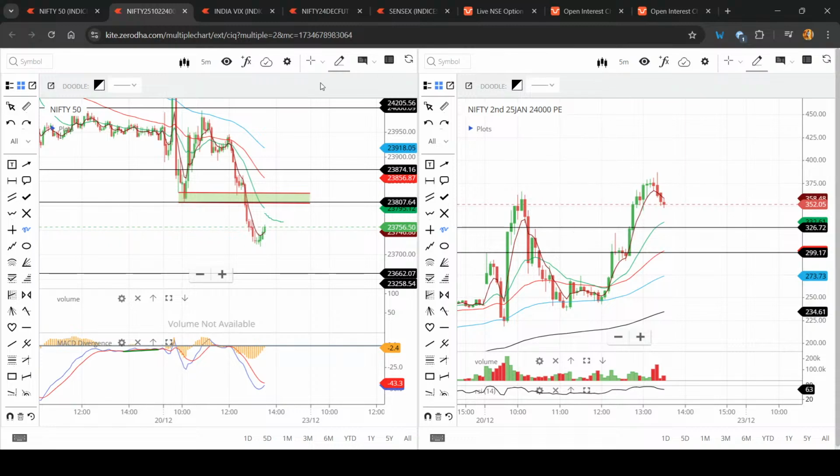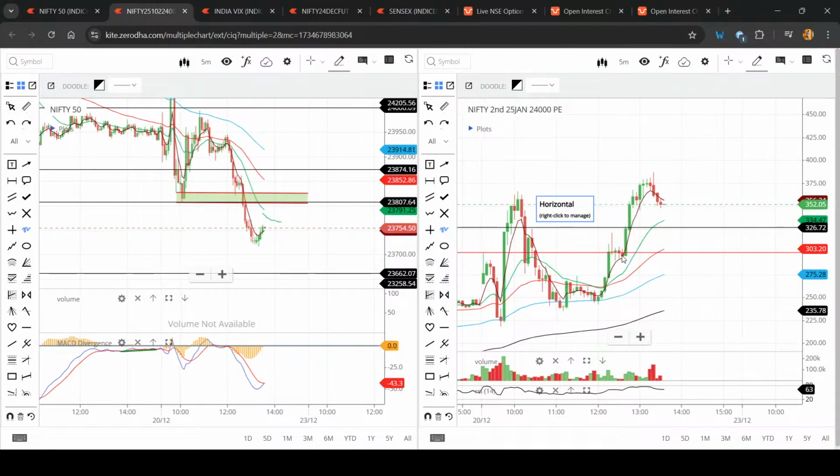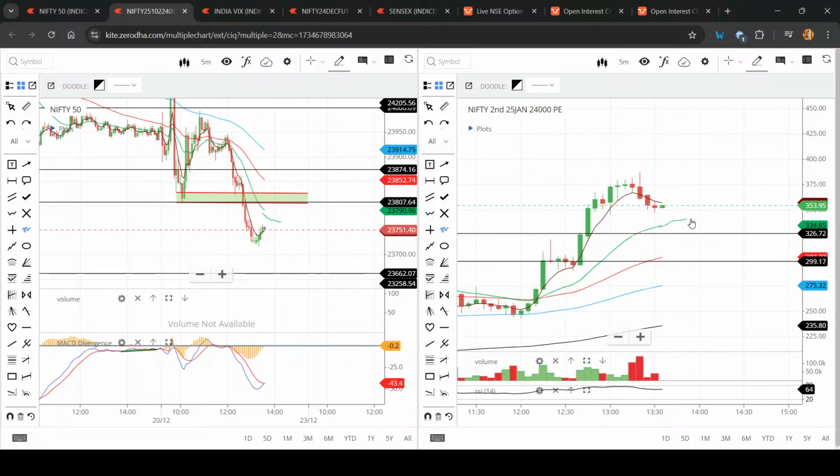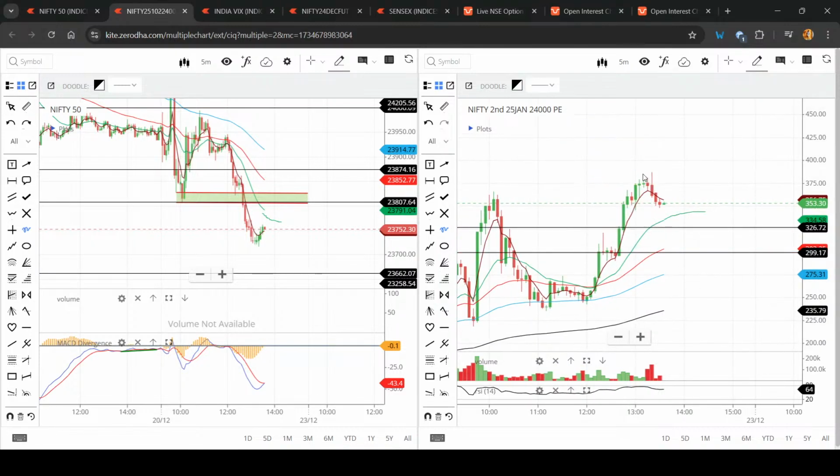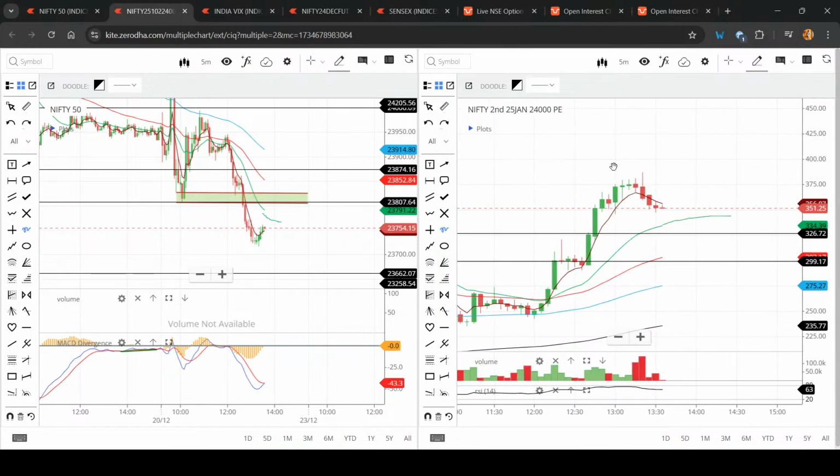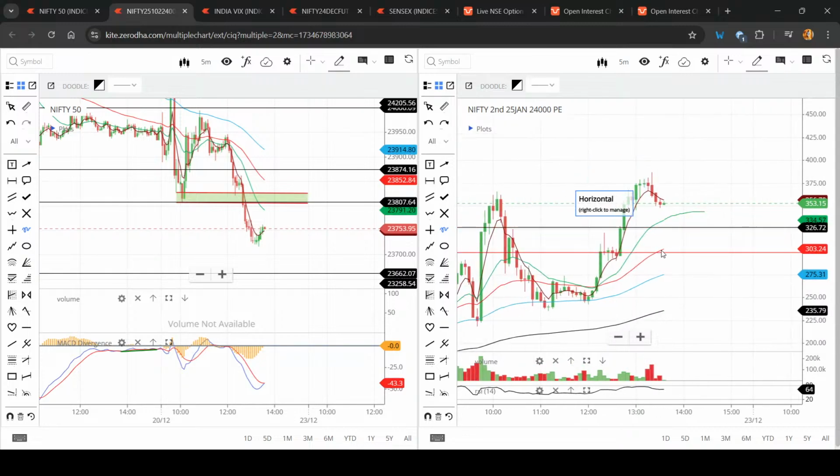I'm doing a control plus Z, and all my drawings from the right hand side are getting removed. No worries. If you remember, we told you not to enter here, enter at a pullback. So now the entry point would be any candlestick closing above the prior 5-minute candlestick high, you can enter, keeping a stop loss at 50 MA, because you are entering at this point.